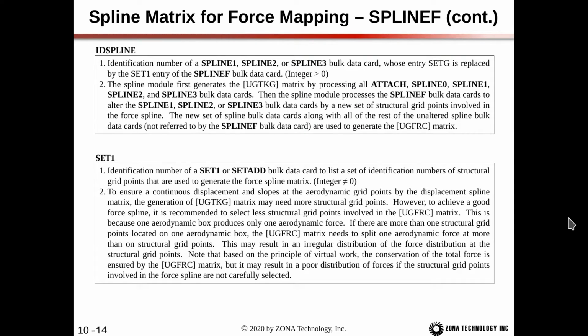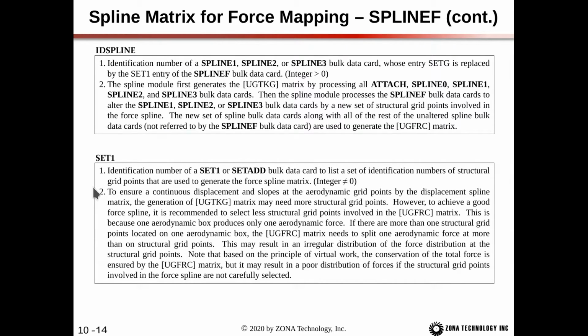So if we go to the next card here, we'll explain what happens. The ID spline field refers to a Spline 1, Spline 2, or Spline 3 card. And then in this Spline 1, Spline 2, or Spline 3, for the force spline matrix, we're going to change the set of structure grid IDs. So the set G that exists in the Spline 1 or Spline 2 or Spline 3, which defines the displacement spline, is going to be replaced by the set 1 of the SPLINEF card for the force spline matrix. So the set 1 refers to the set 1 or set add cards to list a set of identification numbers of structure grid points that are used to generate the force spline matrix.